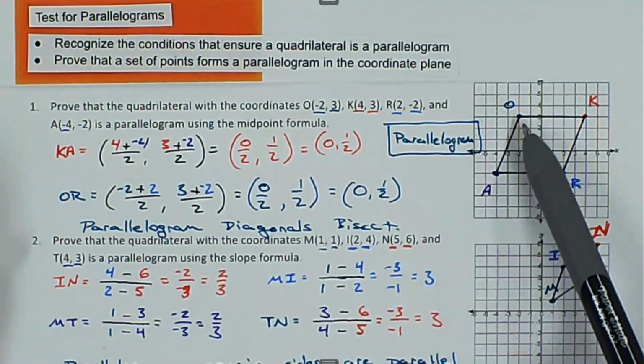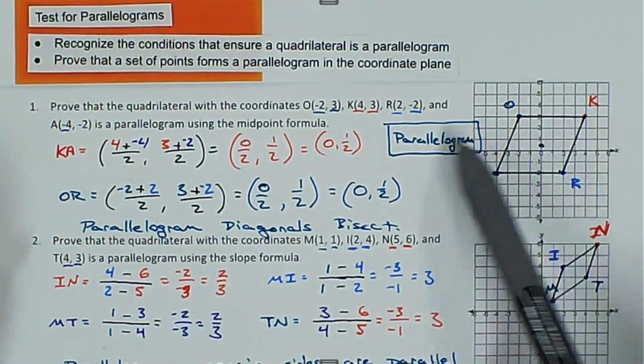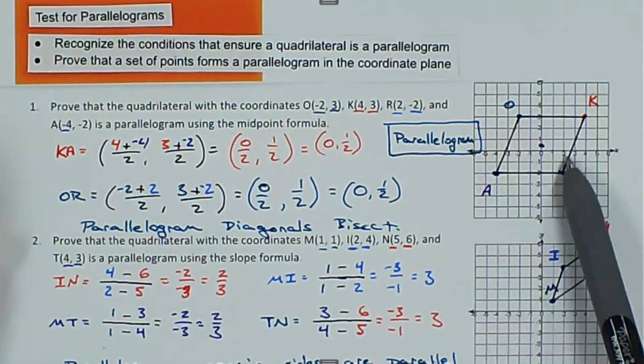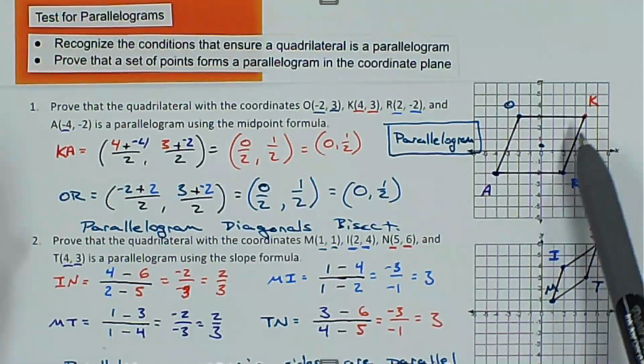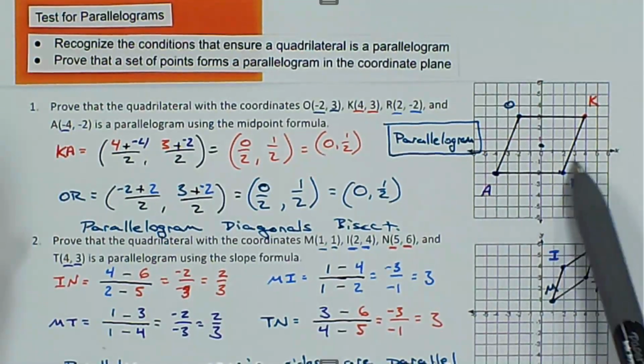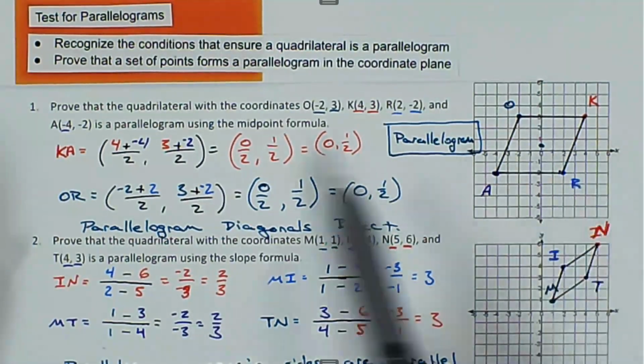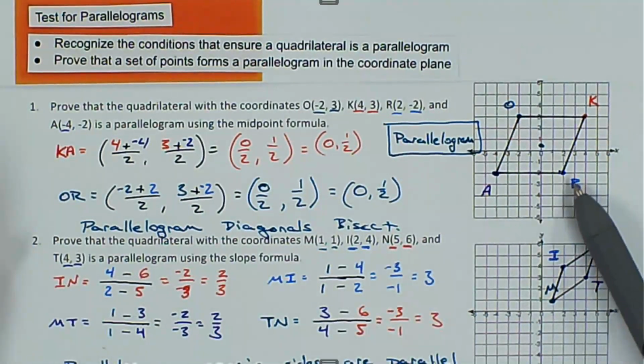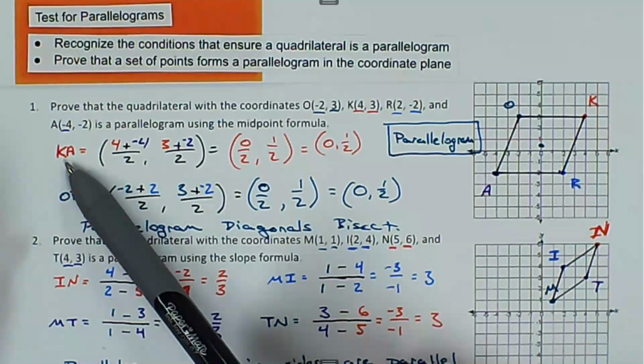So in this case, I'm going to sketch the quadrilateral. We haven't proved that it's a parallelogram yet. And once we have it sketched, it's easier to see that we're going to have to check the two diagonal midpoints. So we want to check between K and A and O and R. First, the points between K and A.